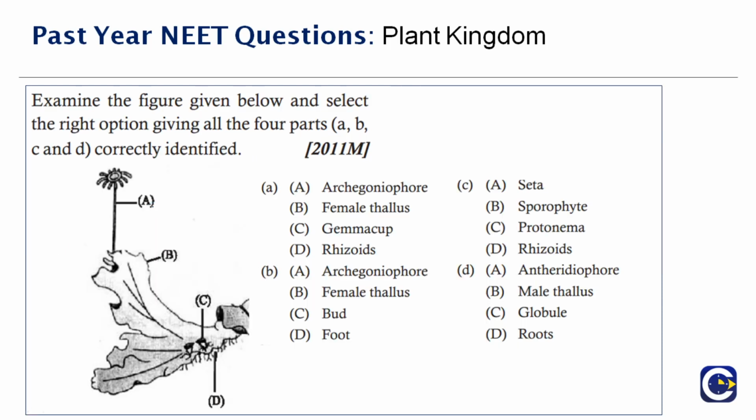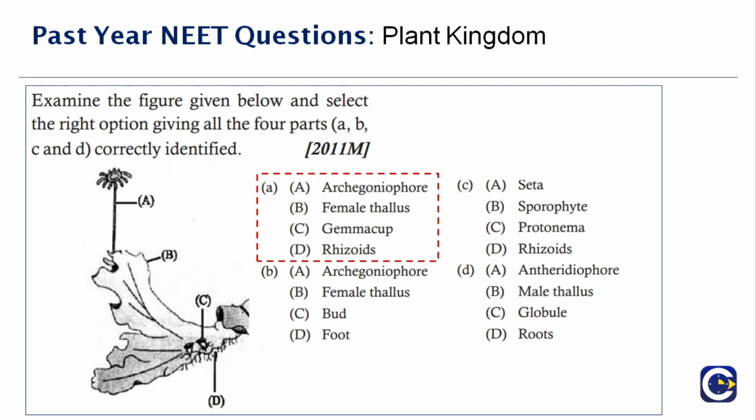Now next question. See, these questions are quite rarely asked in your question paper. They will give you a diagram and you need to mark in the parts. Okay, so here you have a figure which has 4 parts and you need to name the parts correctly. So what do you think will be A, B, C and D? The correct answer is option A.